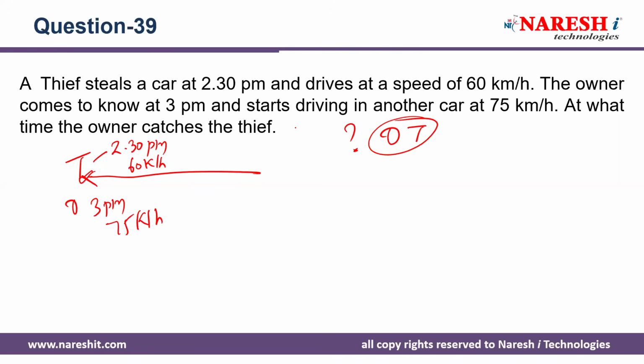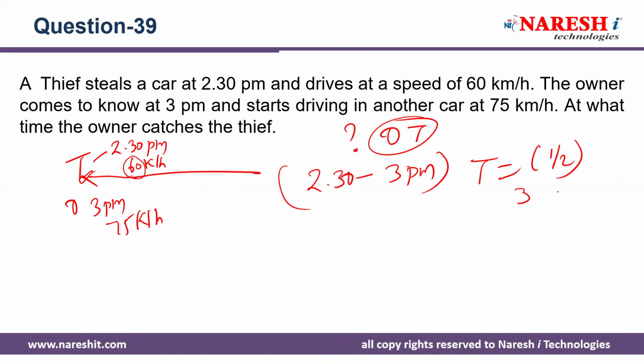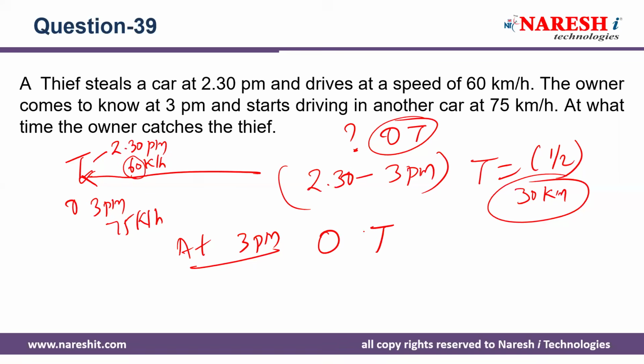As I told you just now, who started early here, from 2:30 to 3 p.m.? Who is running alone? The thief. How far will he go in this half an hour? In 1 hour, the thief can go 60, so in half an hour, only 30 kilometer. That means at 3 p.m., the thief and owner have a distance of how much? 30 kilometer. Because the owner started at 3 o'clock, the thief is already 30 kilometer far from the owner.